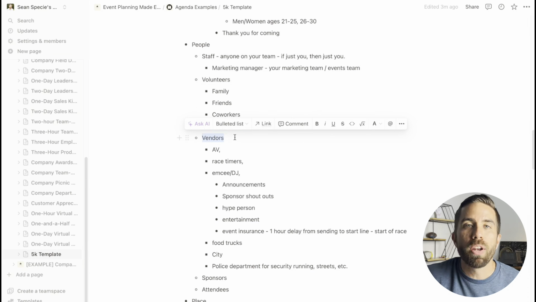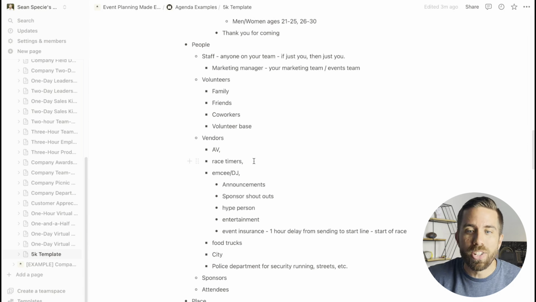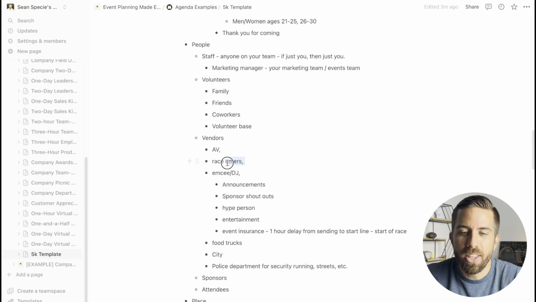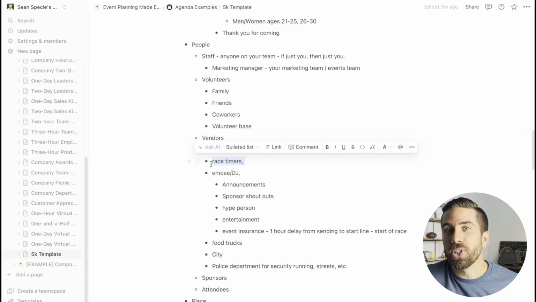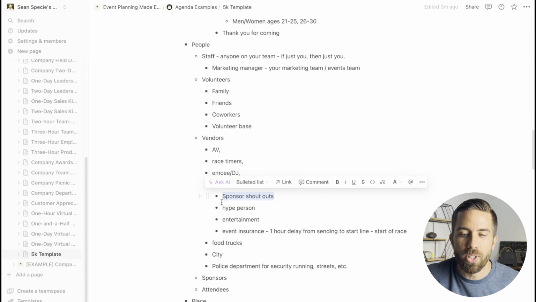You need to think about what vendors need to be involved. Audio and visual, so that's the lighting, the microphone, the sound, the stage. The city might need to be involved in that one because they need power there, or maybe you're renting generators. Who's doing that? And then you need to think about your race timers. Is that a company? Is that someone that you know? You need to think about an MC DJ who's going to make announcements, play the music, give sponsor shout outs, be that hype person, be the entertainment.